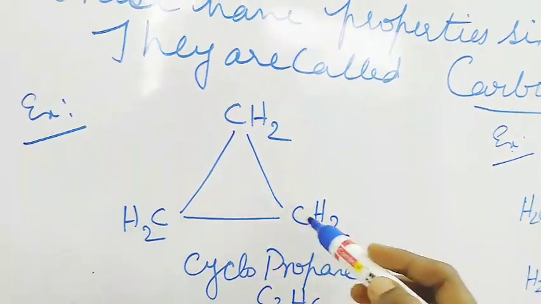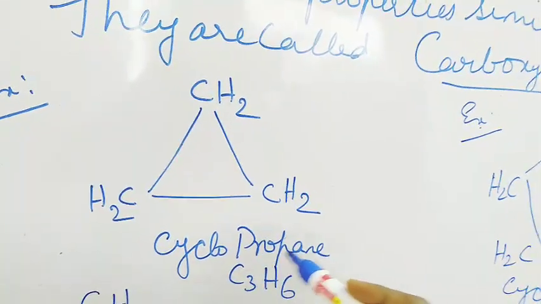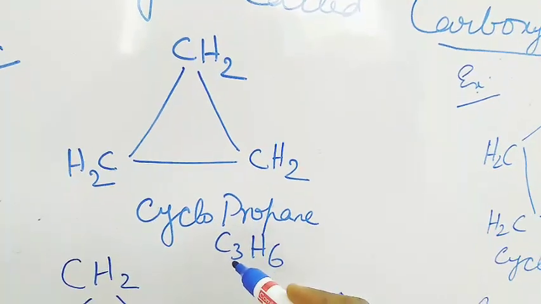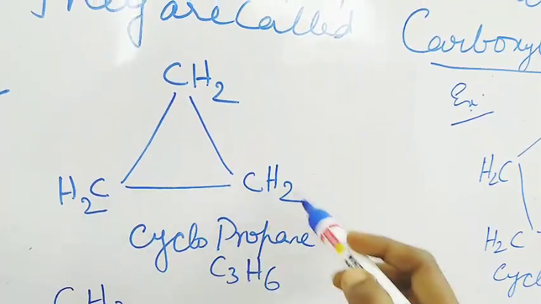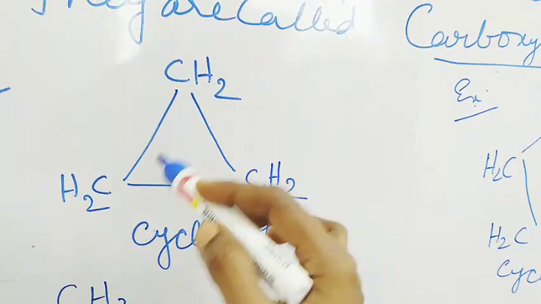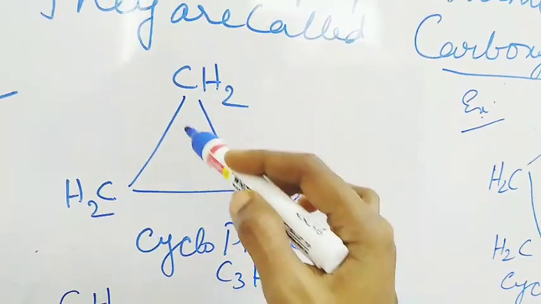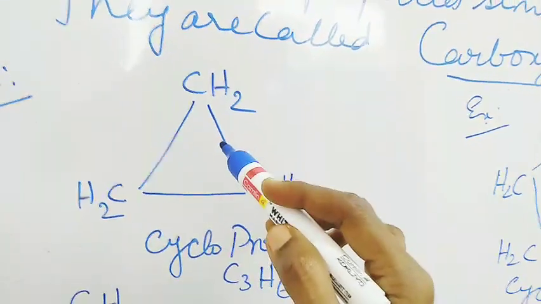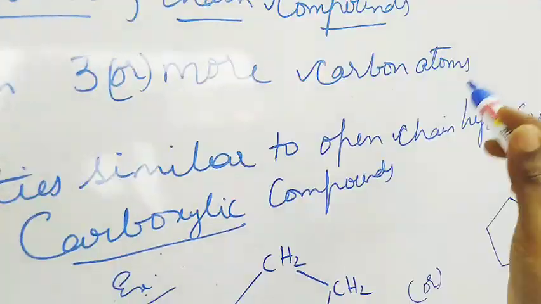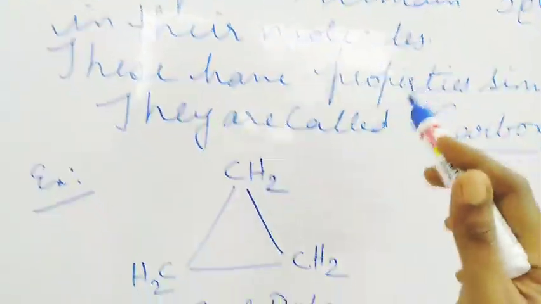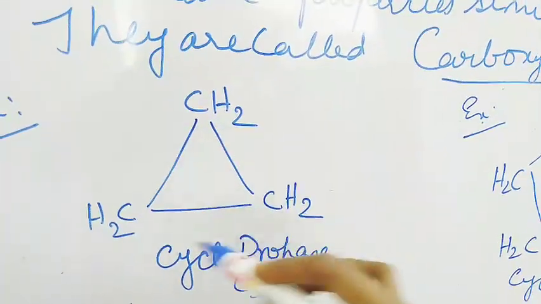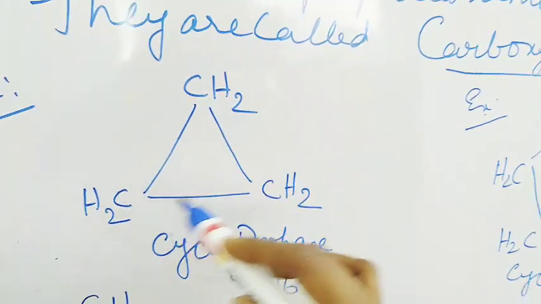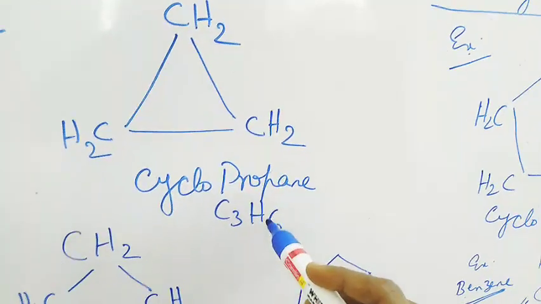CH2, CH2, CH2. This is called cyclopropane. Propane means 3 carbon atoms are there, linked up with 6 hydrogen atoms. So they are like a cycle. It is a closed chain. As I have said, the compounds contain 3 or more carbon atoms in their molecules. How many atoms of carbon are there? 1, 2, 3. They are linked up like a ring. CH2, CH2, CH2. This is cyclopropane.